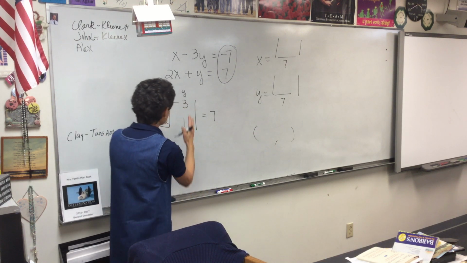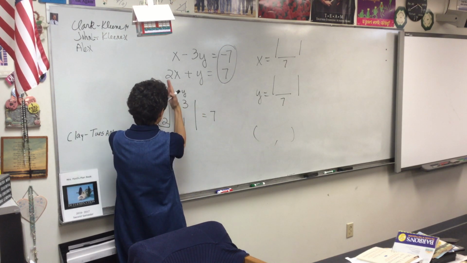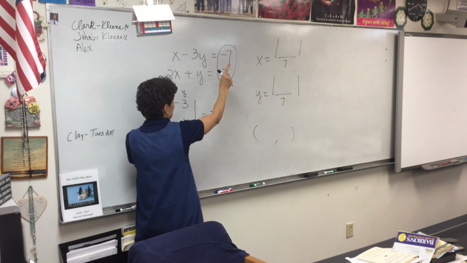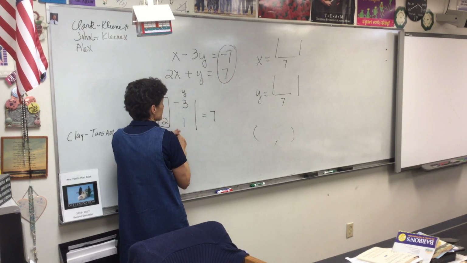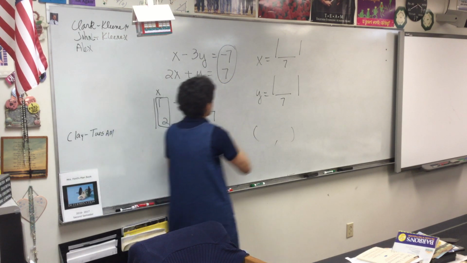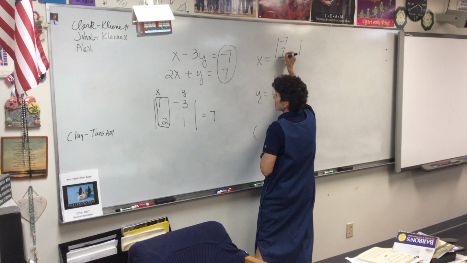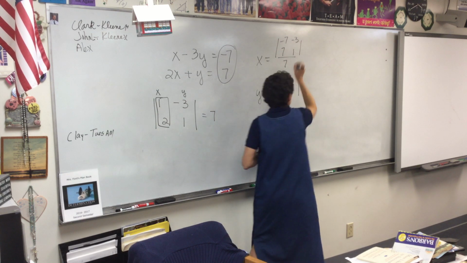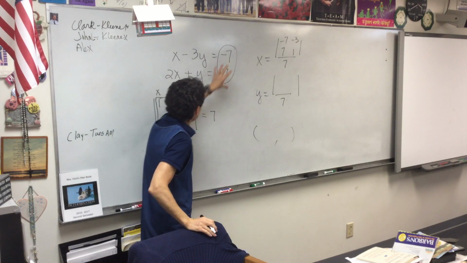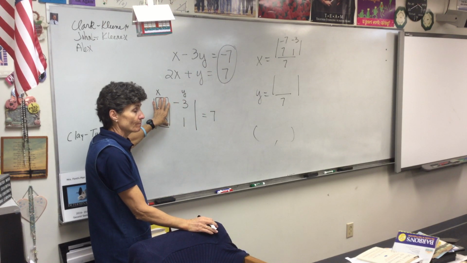So again, when you set up this determinant, you have a column of x's and you have a column of y's. If you are solving for x, cut these out and paste them here. So you'll have -7, 7 and -3, 1. That will be that determinant. I cut these out and paste them right here.